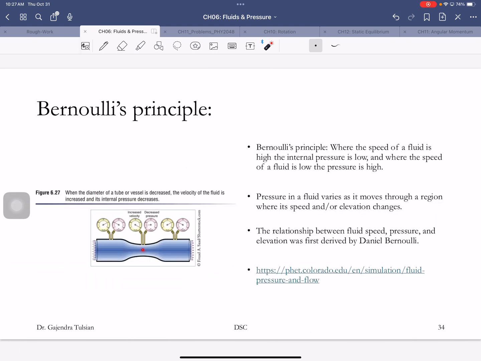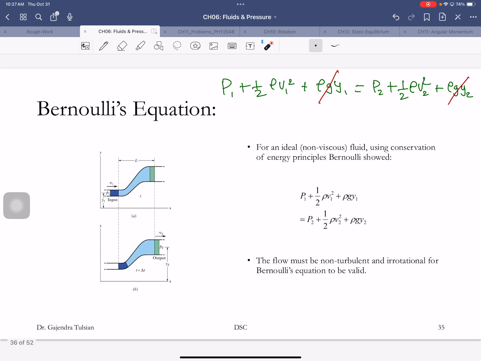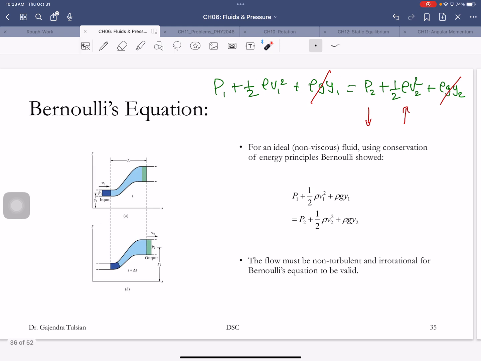It was moving faster. This term was bigger, and so the pressure had to drop. This got bigger, so this had to become smaller, because the sum of these two has to equal that. So what I want you to remember is, anytime a fluid flows faster, the pressure there drops. That'll be important.